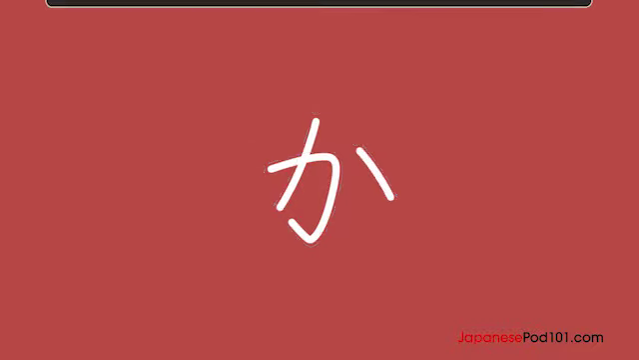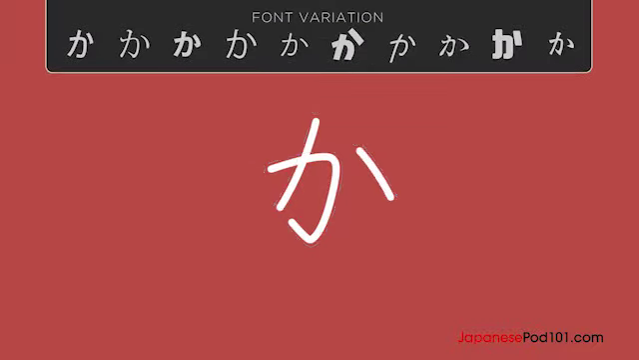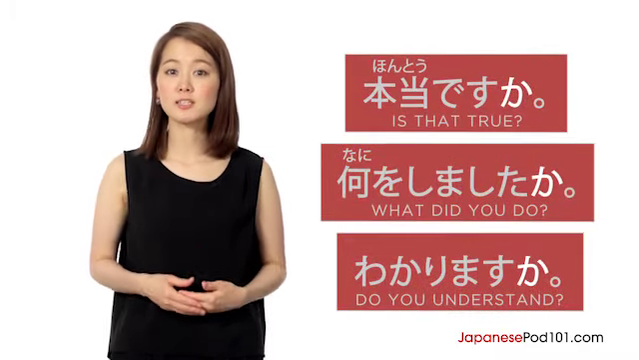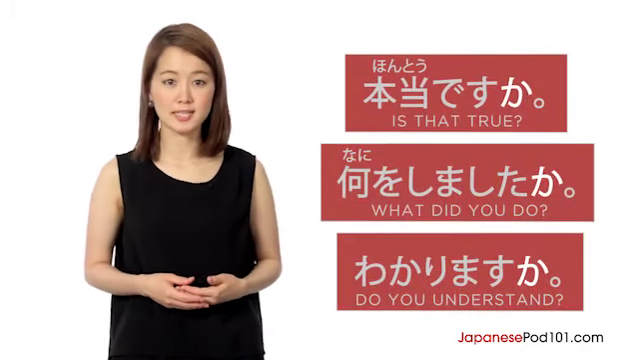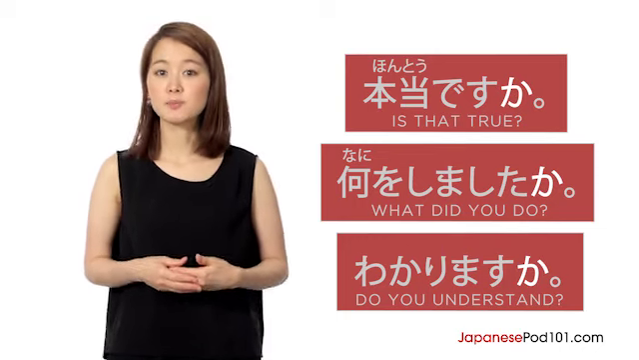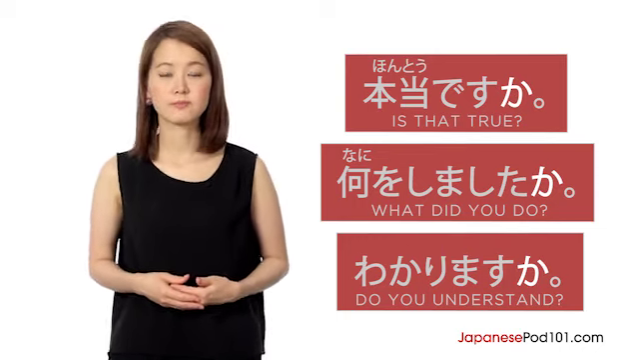The first hiragana character for this lesson is ka. Ka. Need help remembering this one? Just imagine it as a blade cutting a stick. Ka is actually a hiragana character that is used a lot since it is the question marking particle in Japanese. So if you see a sentence ending in ka, it is most probably a question.